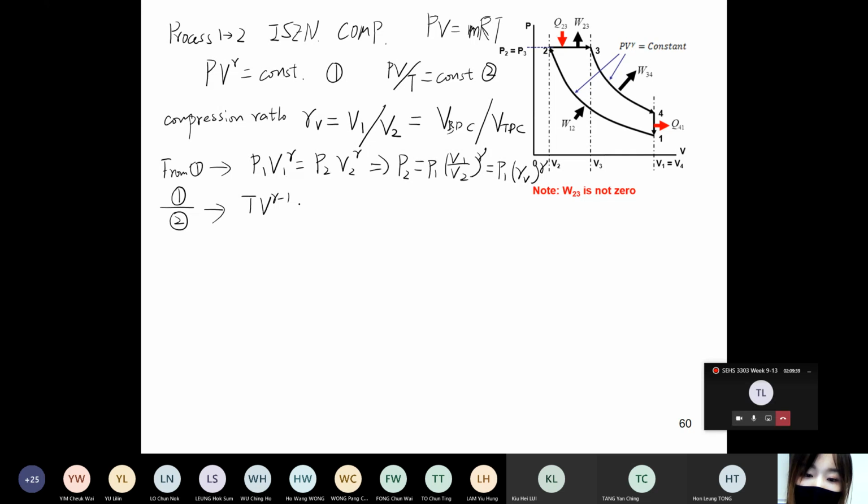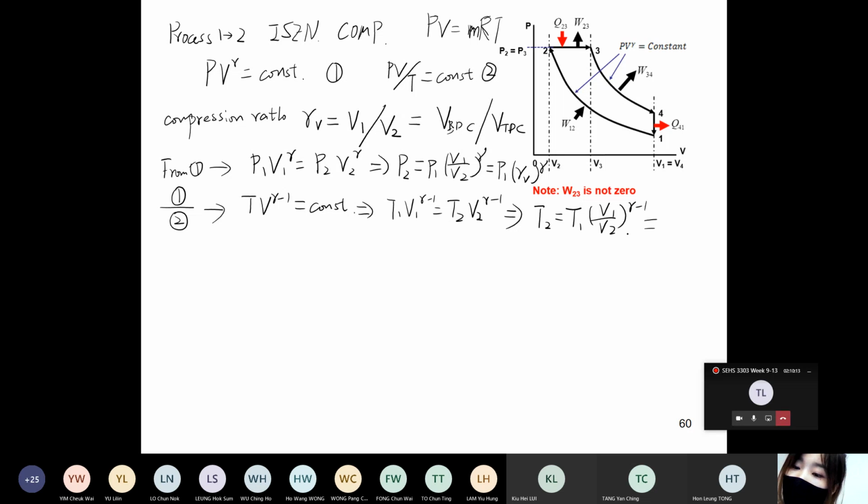TV^(gamma minus 1) equals constant, right? If we plug this equation into this equation, what we have is T V^gamma to the power gamma minus 1 is constant. So we have T1 V1^(gamma minus 1) equals T2 V2^(gamma minus 1). If we arrange this equation, you can get the T to V ratio. Again, this is our compression ratio.